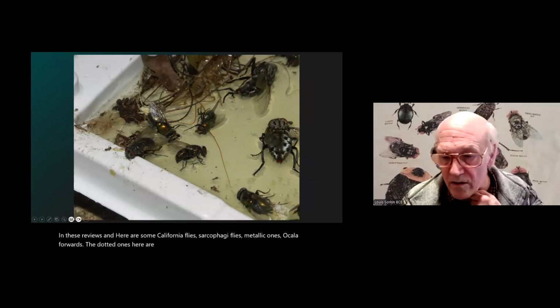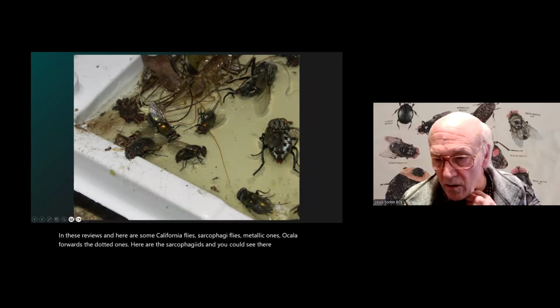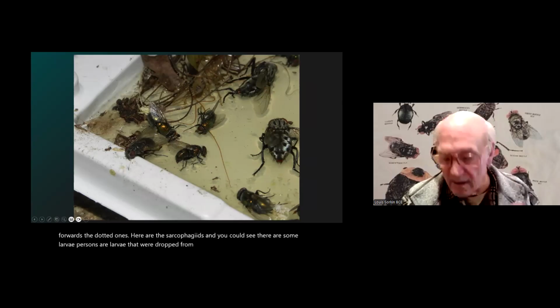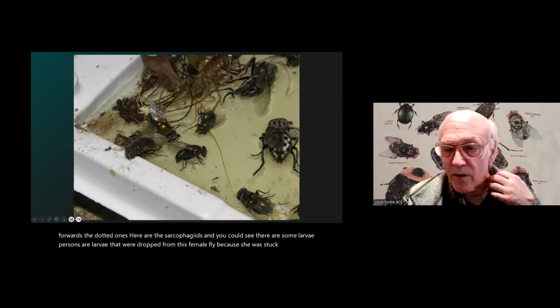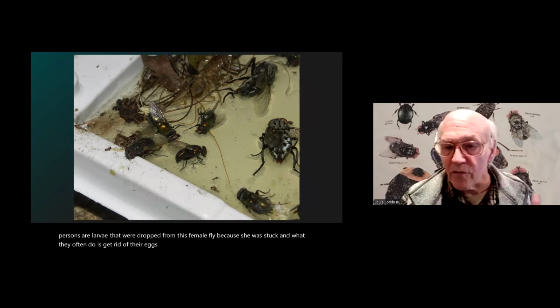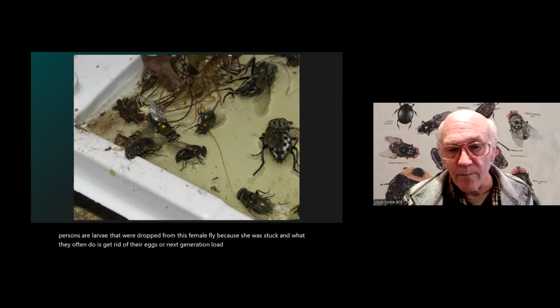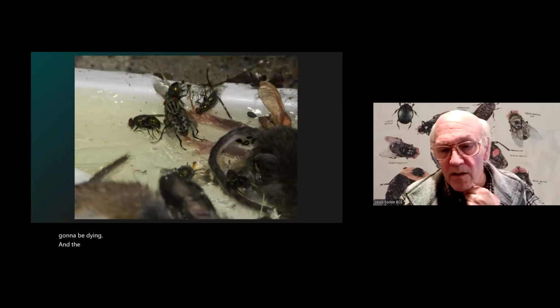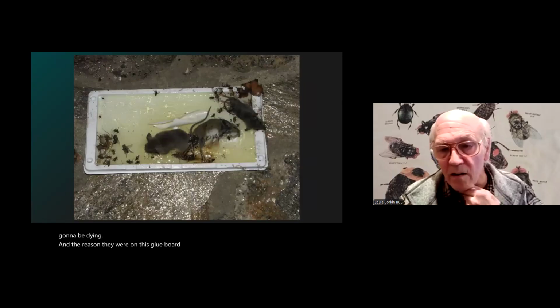And you could see there's some first instar larvae that were dropped from this female fly because she was stuck. What they often do is get rid of their eggs or next generation load if they're stuck and going to be dying. The reason they were on this glue board is because there were mice stuck on here and they were attracted to the decomposing odors.